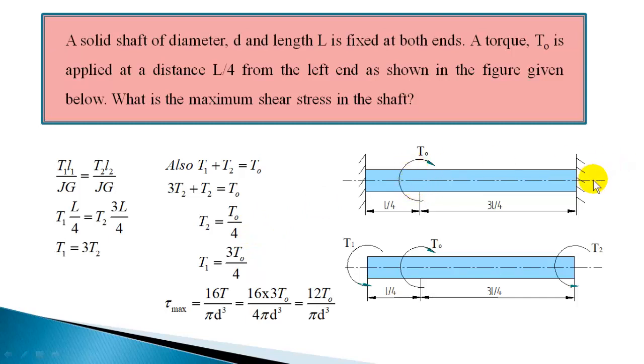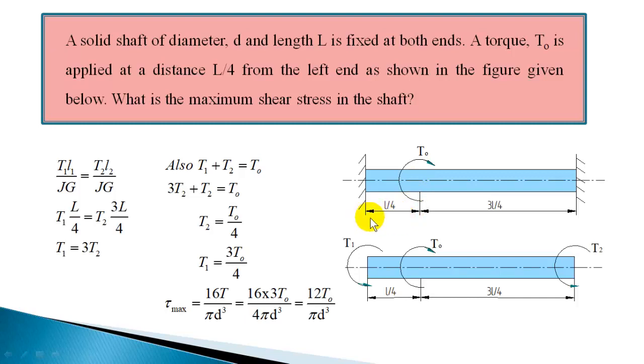So once you get T2 as T0 by 4, we have T1 as 3 times T2, or 3 times T0 by 4. So we are getting T1 and T2 in terms of T0. So here T1 is 3 T0 by 4, and here we have T0 by 4. Any shaft, any such kind of problems, you can immediately find out the torque like this.